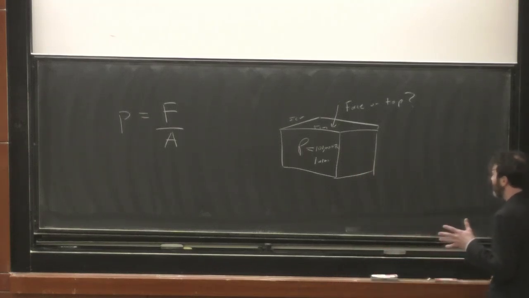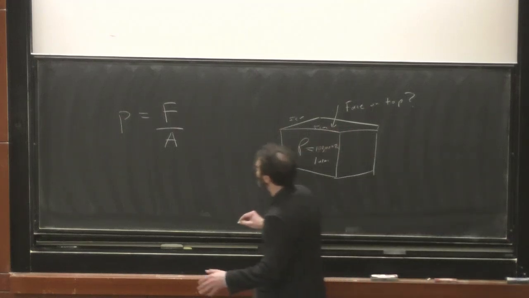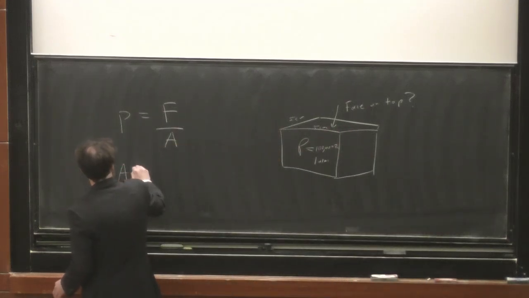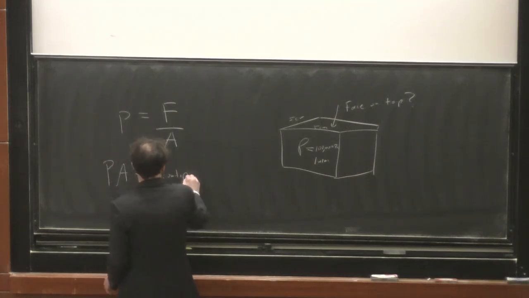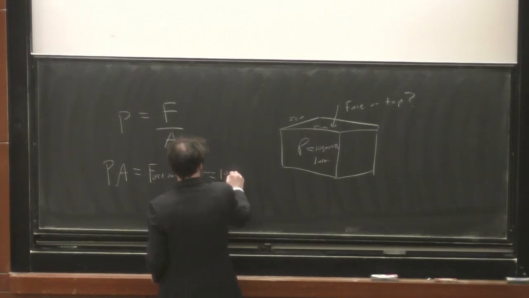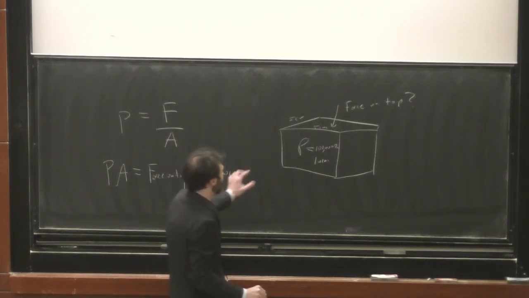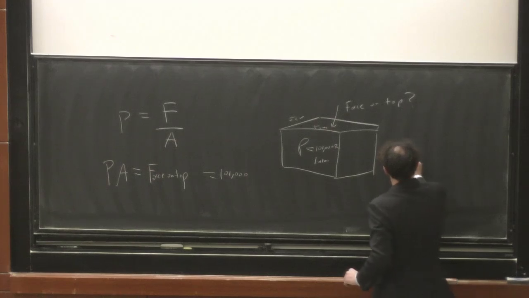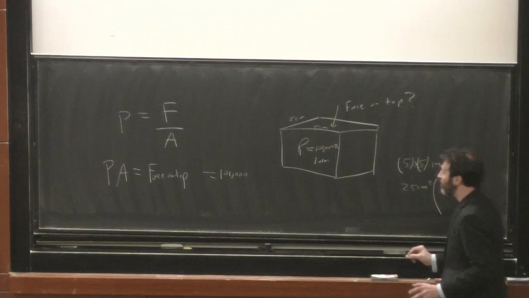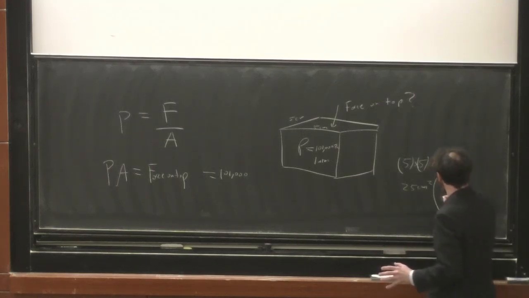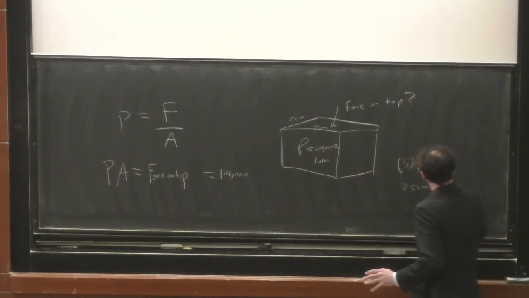Okay, so what we're going to do is find the force on this top by multiplying pressure times area equals force on the top. And we know what the pressure is because it's given as 101,000. What's the area? It's 5 centimeters by 5 centimeters, so it's 5 times 5 centimeters squared. Okay? So 25 centimeters squared. But then I have to convert that into meters. So I have 100 centimeters in 1 meter, and then that squared.